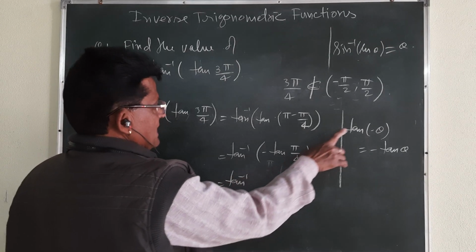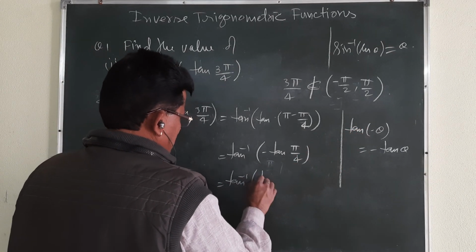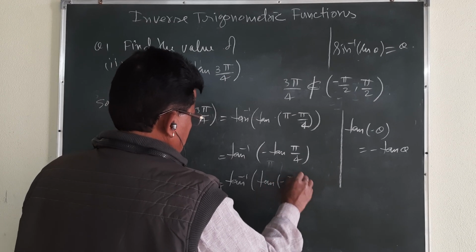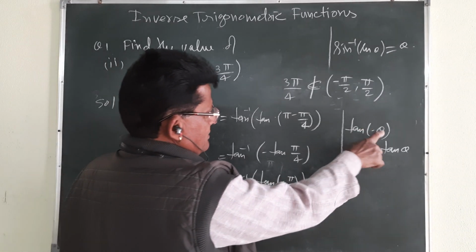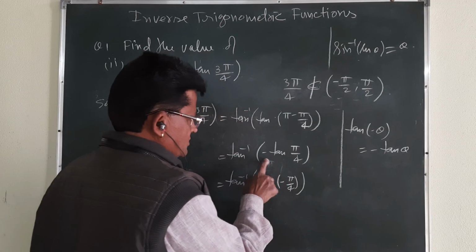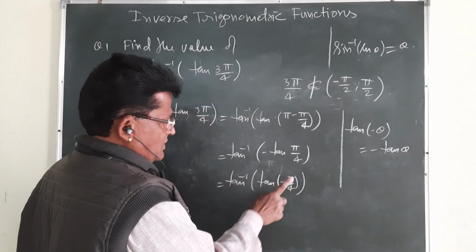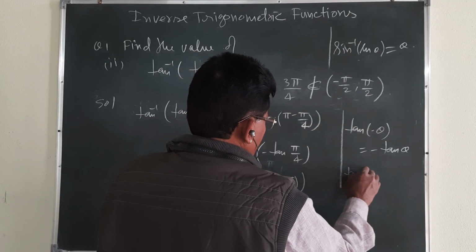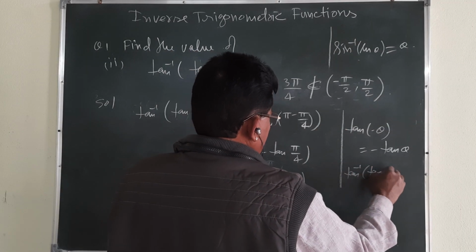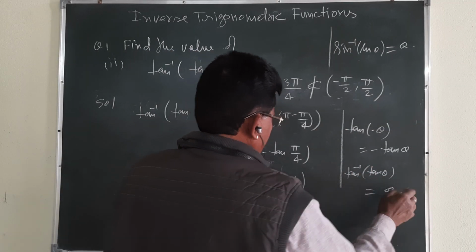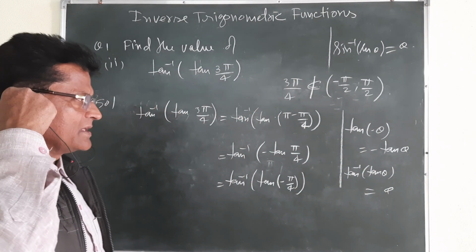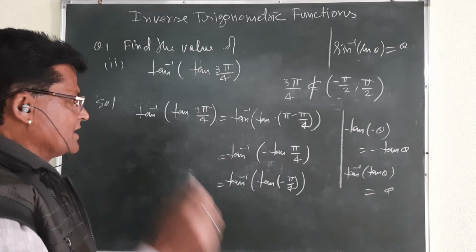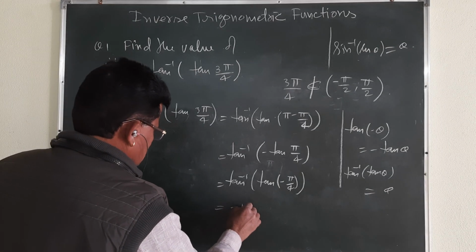Okay? Let me apply that formula. It will be tan of minus pi by 4, because tan of minus theta is equal to minus tan theta. That is why here it is given as minus tan theta. I have changed it into this form so that you can apply the formula. What formula? Tan inverse tan theta is equal to theta. So that you can apply this. Dear students, you see carefully this, and it will be minus pi by 4.